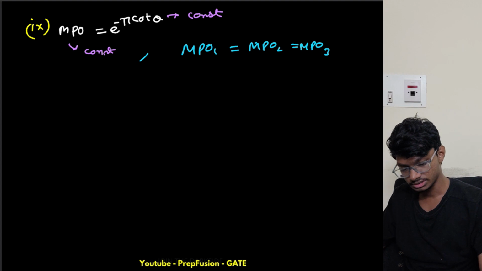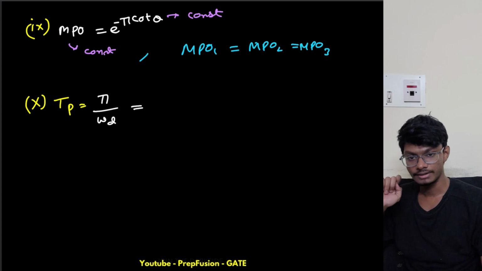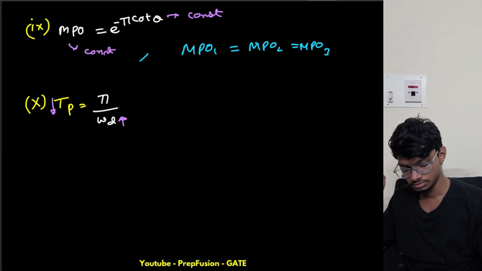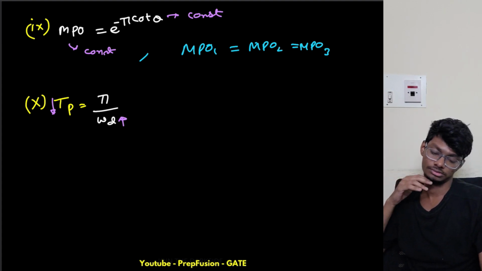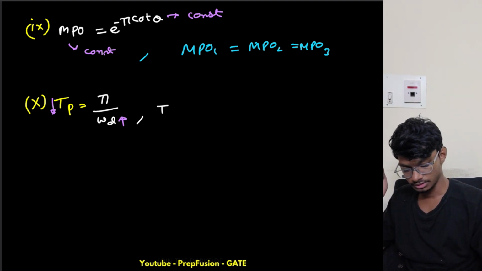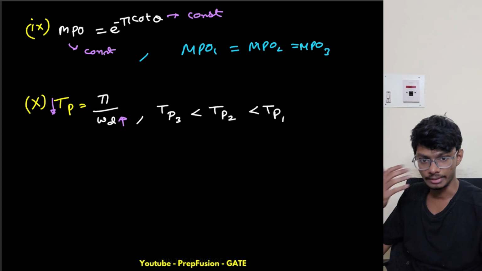One more parameter is there, that is the peak time, right? The 10th parameter is the peak time. So what is the peak time? Again, it is pi by omega d. If it is pi by omega d, then my omega d is increasing, so this one will reduce. So if the peak time is reducing, that means my TP3 will be less than TP2, which will be less than TP1. Okay, so this is how my parameters will vary.